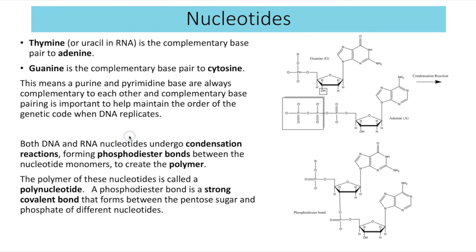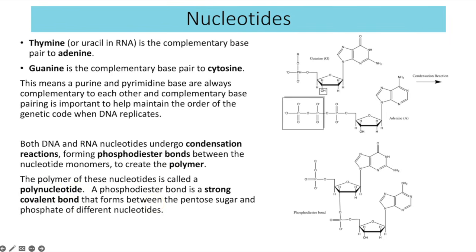Both DNA and RNA nucleotides, as I said earlier, can form a polymer, and the way that you go from having a monomer to having a polymer is a condensation reaction. And that is when water is removed, joining together 2 molecules, and a bond is formed. And the bond that forms is a phosphodiester bond. The polymer of the nucleotides is known as a polynucleotide, and that phosphodiester bond that forms is a really strong covalent bond.